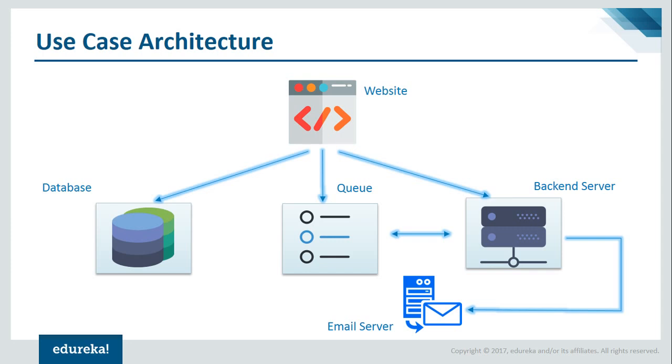Moving forward, I'll be telling you guys how to replace these resources. That is, how to replace the database with the AWS service. Which AWS service is equivalent to a database, or which AWS service is equivalent to a queue? Which AWS service is equivalent to a backend server, right?